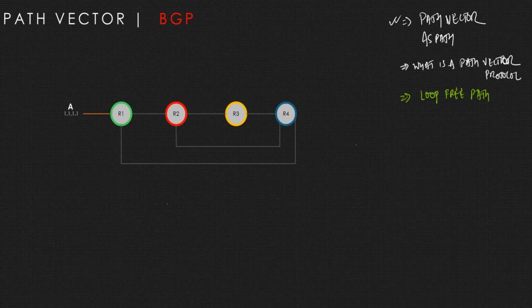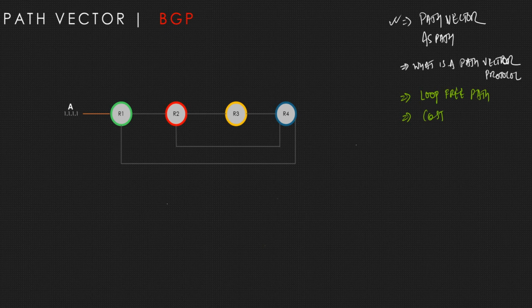First, it will guarantee a loop free path. Also, a path vector protocol will not rely on cost, like a link state routing protocol does, right? If it does not rely on cost, then it relies on the path. So how does it rely on the path?